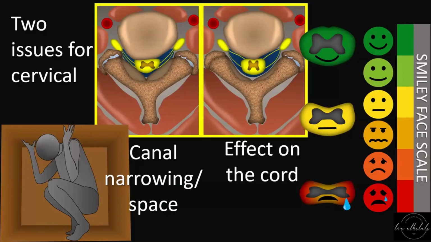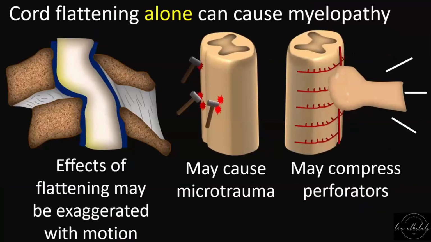No matter how wide the canal is, if the cord is unhappy, if there's deformity or signal within the cord, then you have a serious problem. So cord flattening, even without canal stenosis, can cause myelopathy. Now, no one's really quite sure as to why. Some say it's because mass effect on the static imaging doesn't really reflect how bad it is with dynamic imaging. Some say it's from repetitive microtrauma.